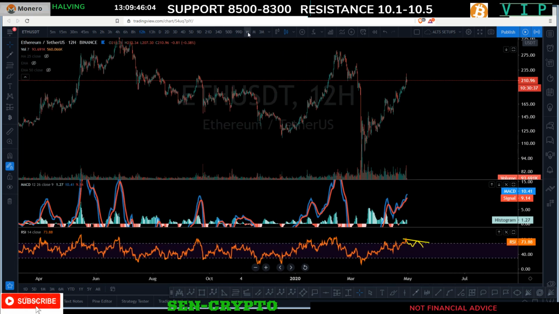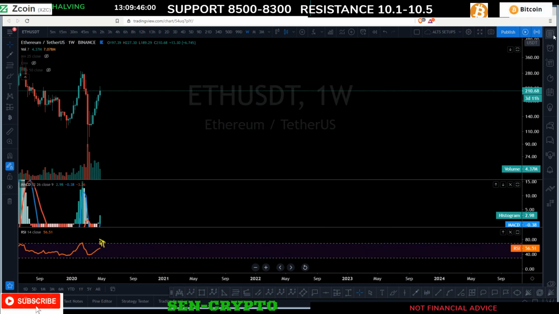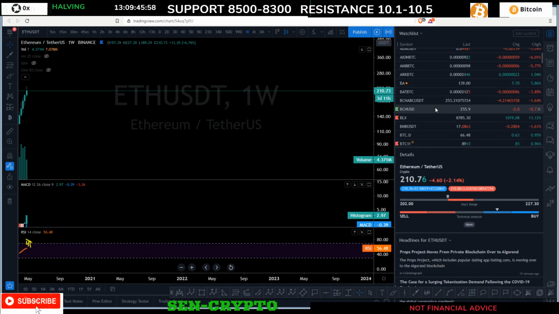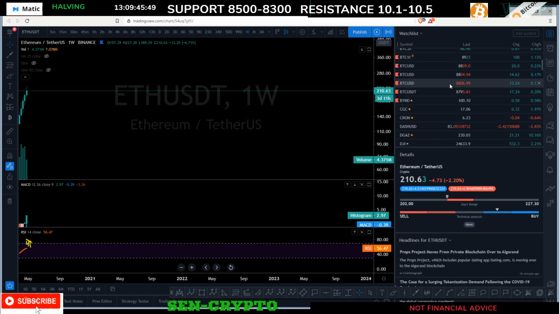So let's take a look at the weekly basis. It is actually very bullish for Ethereum. Ethereum is moving above the 25 MA on the weekly basis, and we said when Ethereum was in the 140, 150 range, be cautious if Ethereum breaks the 169 range. All right.